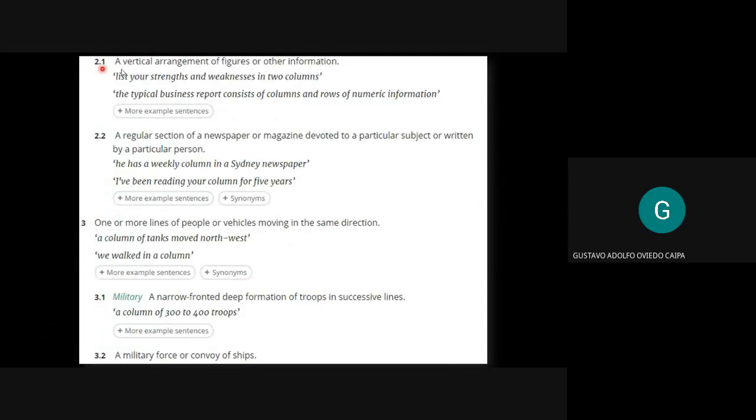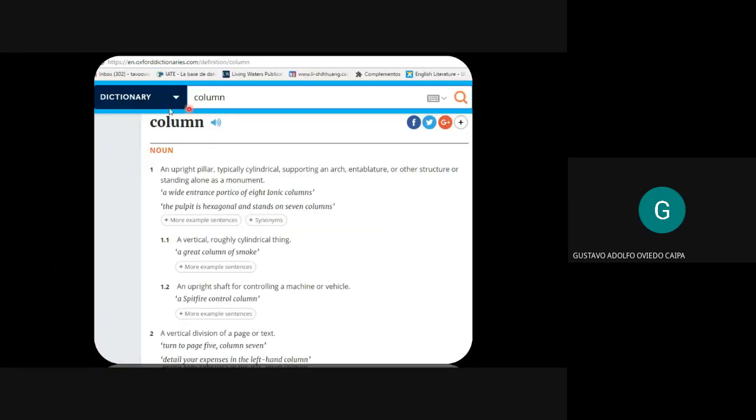And we can see even more, a vertical arrangement of figures or other information, right? Vertical arrangement. So there is a meaning involved, verticality. A regular section of a newspaper or magazine devoted to a particular subject, written by a particular person, a column, or one or more lines of people, as you see, lines. So there is a shape related to the word column. We walked in a column, for example. So as you can see, this will be an example of a polysemous word. It is one lexeme, in this case the word column, and it has many different senses that are related. So we say that these senses of the word column are polysemous because they work together as part of the same word.